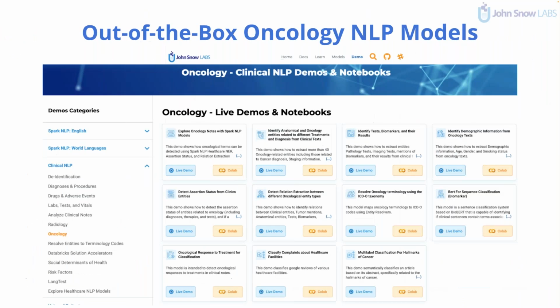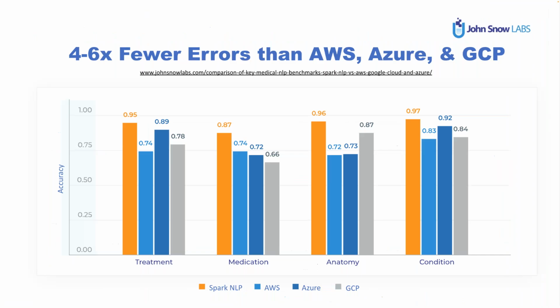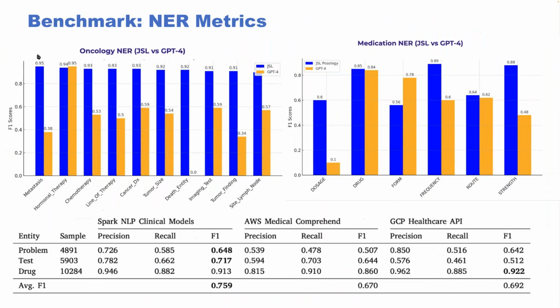You can check the model performances over there. And these are the accuracy benchmarks we have with some cloud providers. And for treatment, medication, anatomy, and condition, you can see that we already have the best accuracy rather than the others. And this is the comparison of the oncological NER and the pathology entities versus ChatGPT. Sorry, not the GPT-4 model. So you can see nearly all of them were past the GPT-4 model.